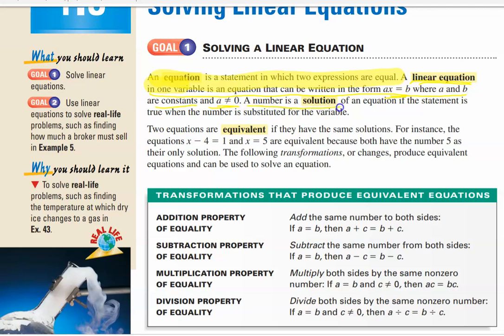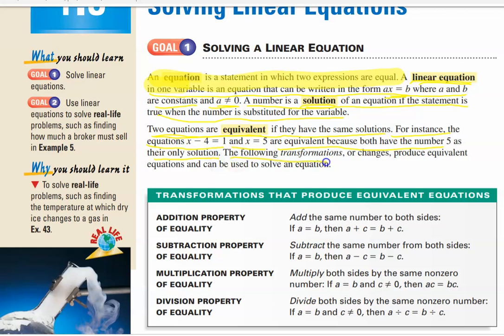A number is a solution of an equation if the statement is true when the number is substituted in for the variable. So it's kind of important. A number is a solution if the statement is true when that number is plugged in for the variable. Two equations are equivalent, meaning equal to each other, if they have the same solutions. For instance, the equation x subtract 4 equals 1 and x equals 5 are equivalent because they both have the number 5 as their only solution.